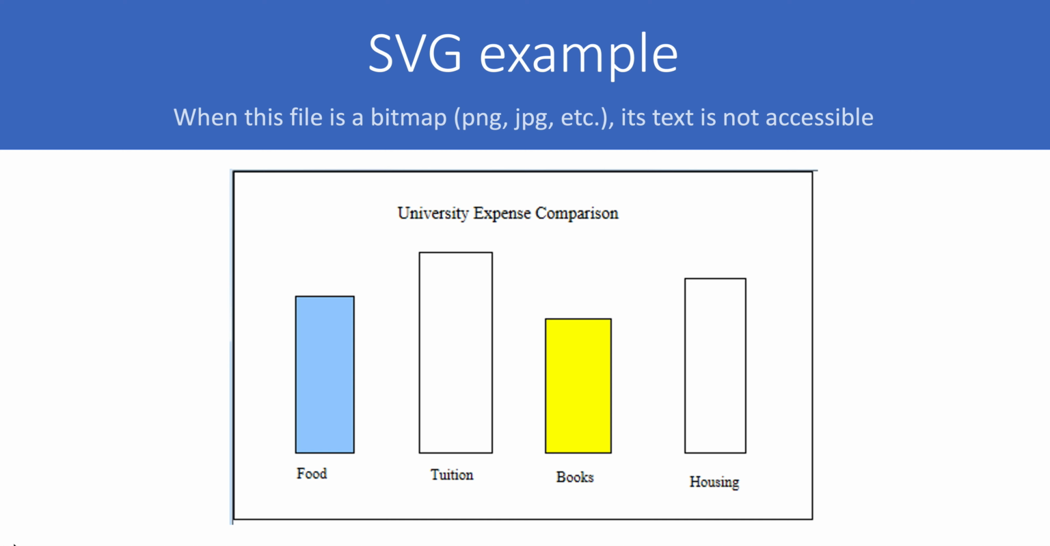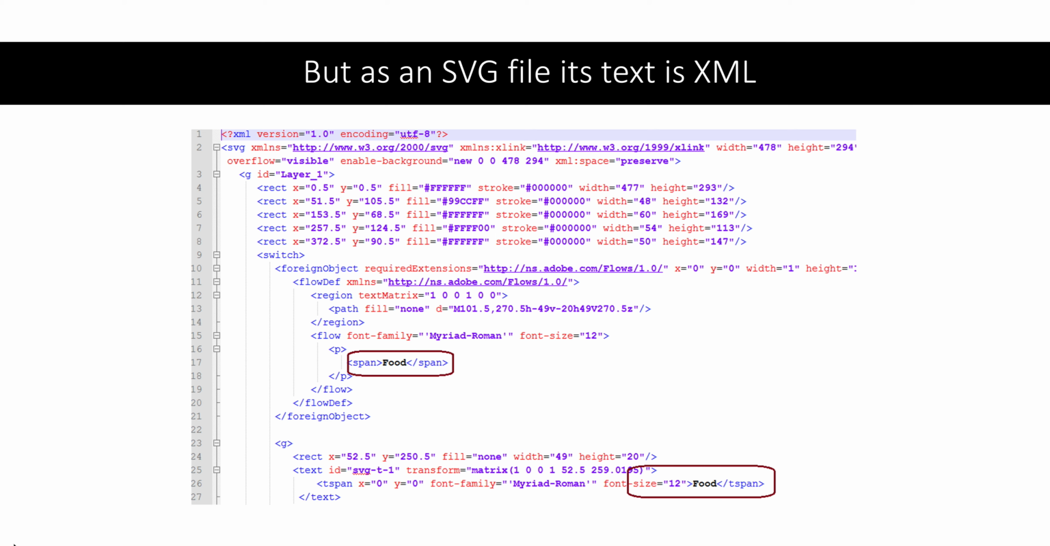So here's an example of SVG. As we said before, when a file is a bitmap like a PNG, JPEG, or other formats, the text is not accessible. It's just a bunch of pixels. But in SVG, we have this particular image, and we can look at it in our text editor, and we see that the text is actually in an XML file. And this file actually renders like an image file in the output.